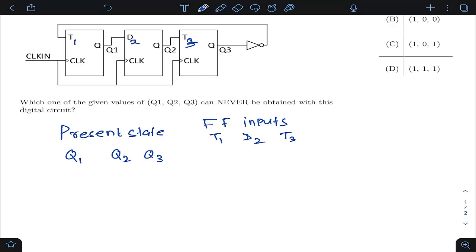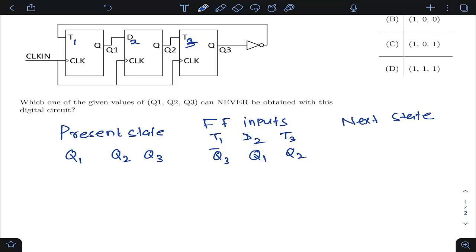Now what is connected to T1? If you see, T1 is connected to Q3 complement, because Q3 is passed to a NOT gate, so the output of the NOT gate is Q3 bar. So T1 equals Q3 bar. What is D2? D2 is equivalent to Q1. And T3 is equivalent to Q2. So based on the present state and flip-flop inputs, we'll be finding the next state.